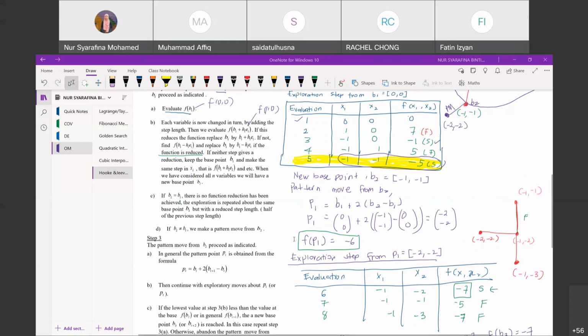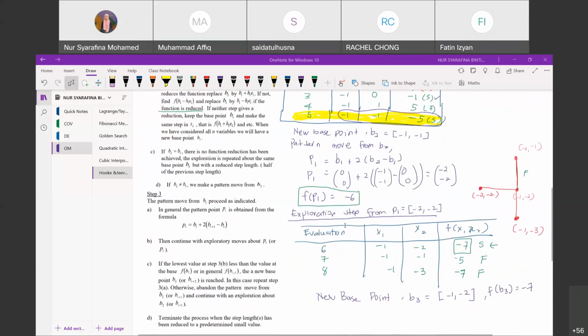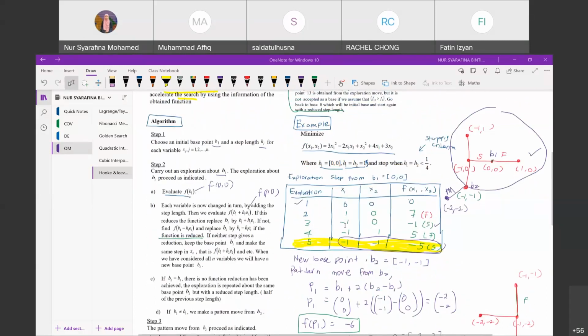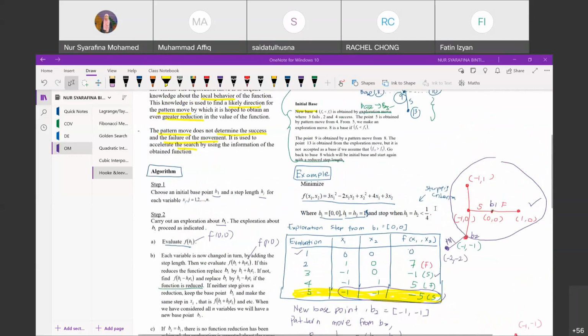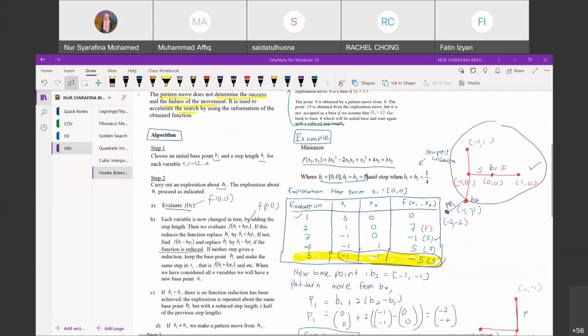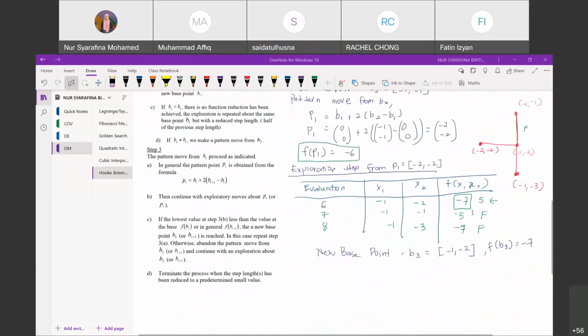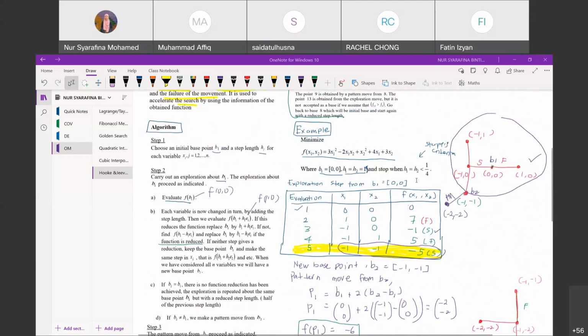Right, so now we stop at H1 or H2 less than 1/4. So up to the point here, our step length is still 1. It is not reduced yet. So we just proceed with the same process again and again until we reach H1 or H2 less than 1/4.